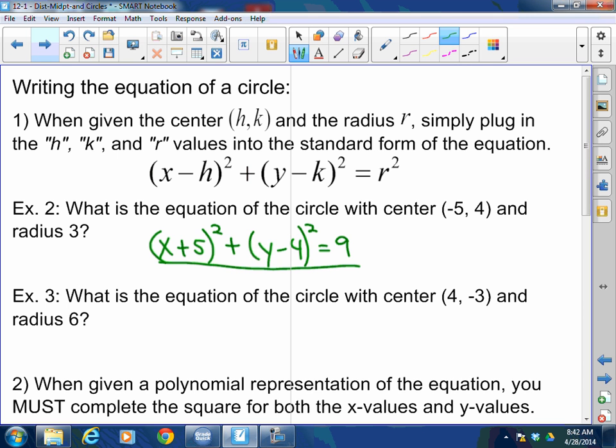Example 3: what is the equation of the circle with center (4, -3) and radius 6? Okay. (x - h) squared plus (y - k), a negative times a negative is a positive, squared equals 6 squared, which is 36. That is the equation of a circle.